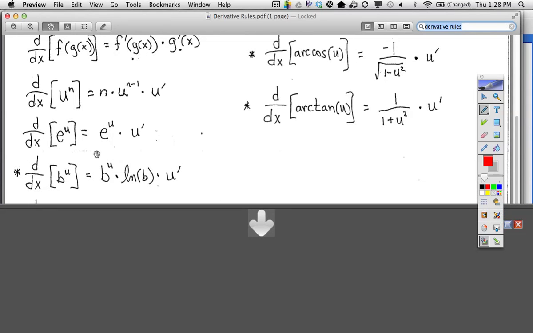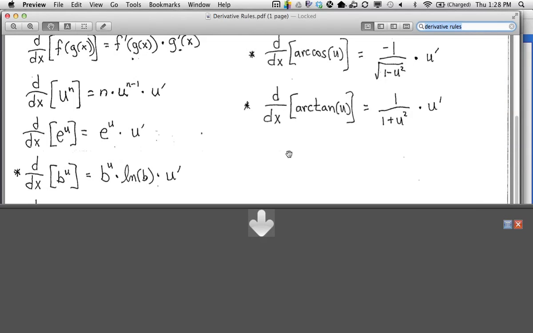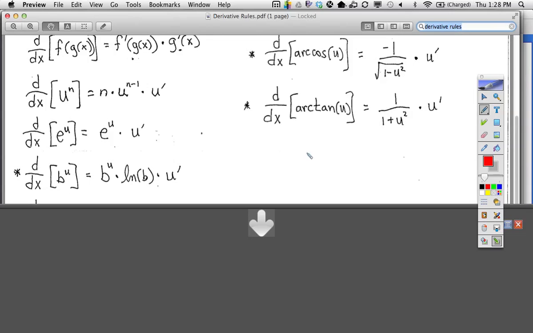Based, I put a little asterisk by it because this is one when you're getting ready for the gateway test, you might want to just brush up on just a little bit, so you remember, oh yeah, I got to tack on that ln, right? In other words, if I give you 3 to the sine x, if you're going to do that derivative, it's 3 to some stuff. So it's 3 to that stuff left alone.